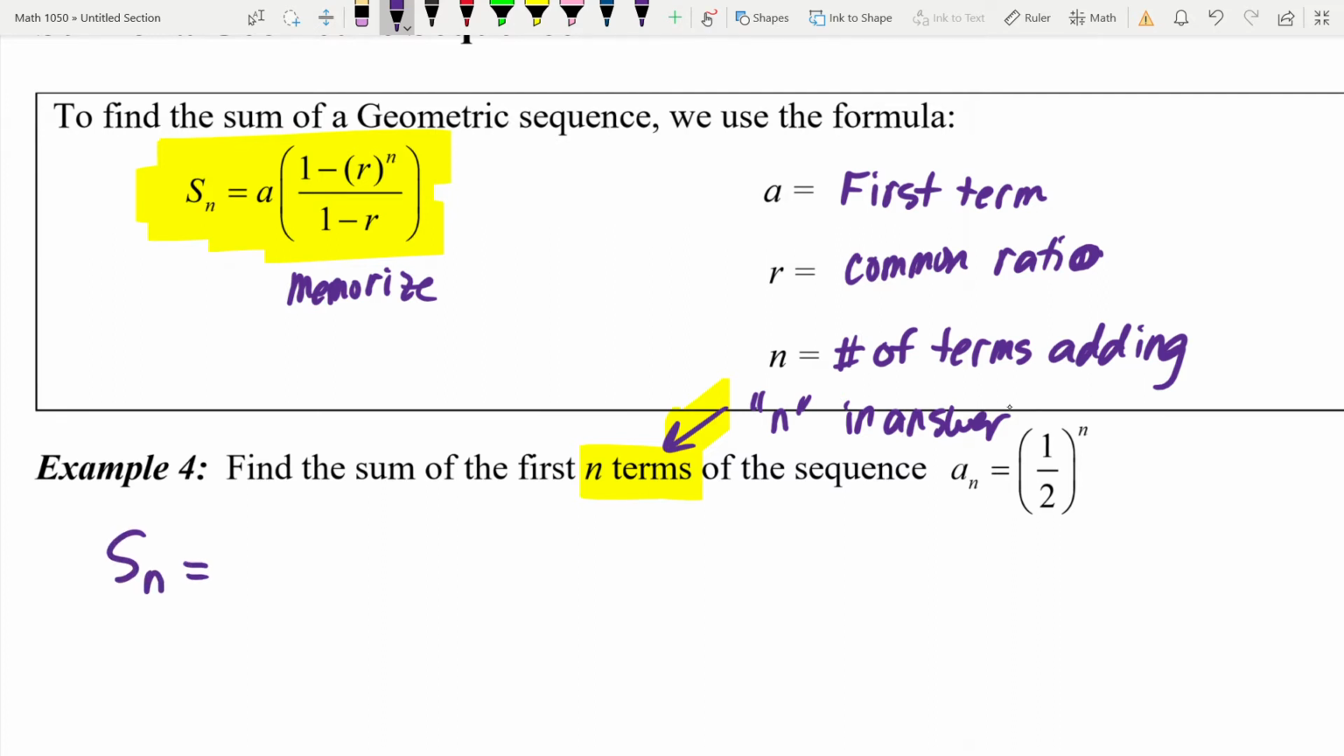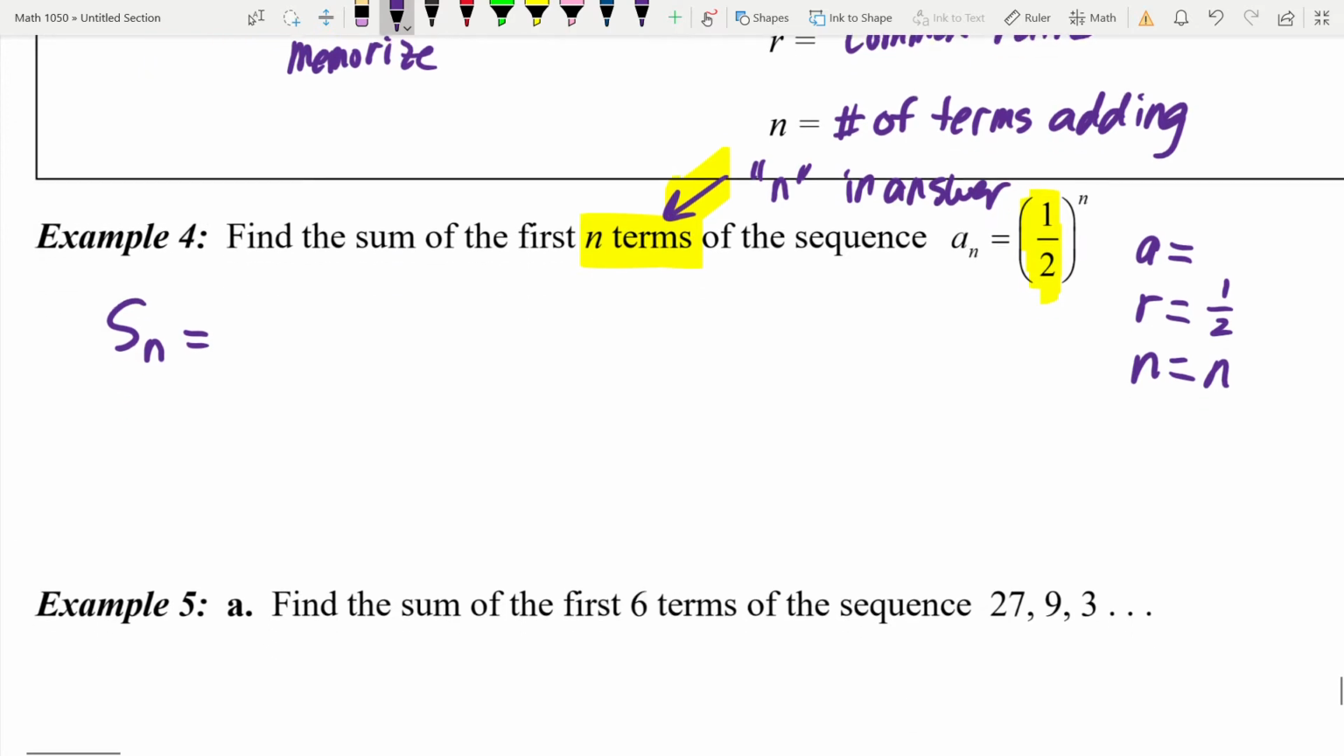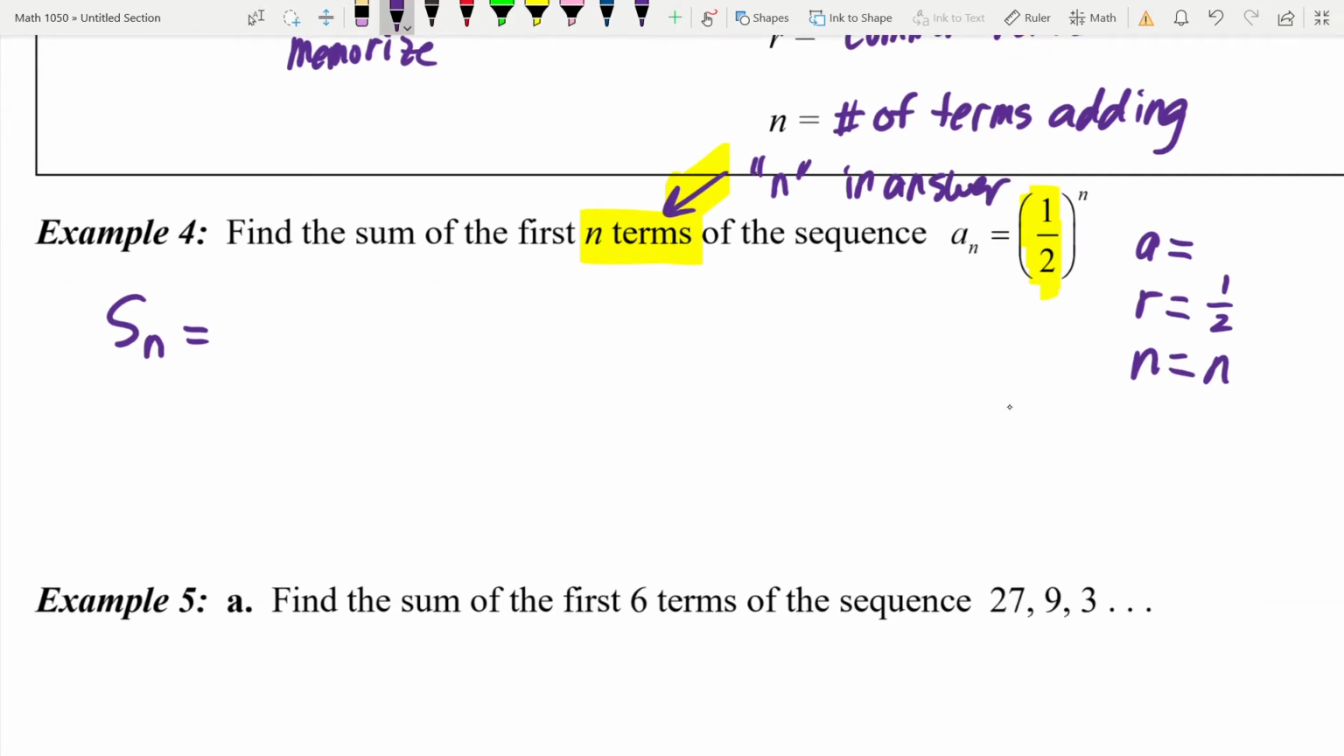Now, if you wanted to, you can come over the sides and say, what's A, what's R, what's N? N is going to be an N, because they didn't tell me to find the first 15 terms or whatever. The common ratio is this number that's inside. Do you see this right here? This is your common ratio. So my R is 1/2, and the A is the first term. Well, guys, if N was a 1, then that'd be 1/2 to the first power, which is 1/2.